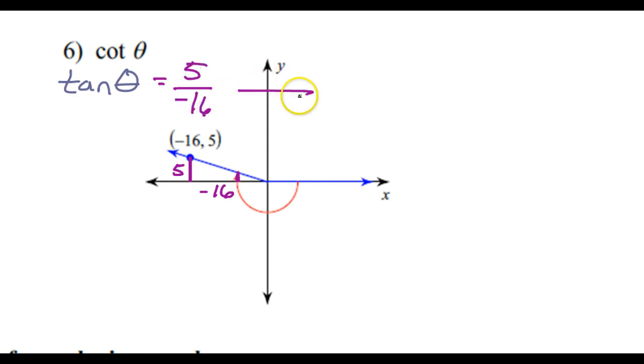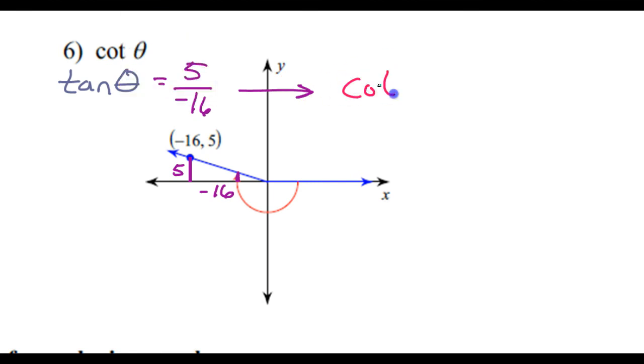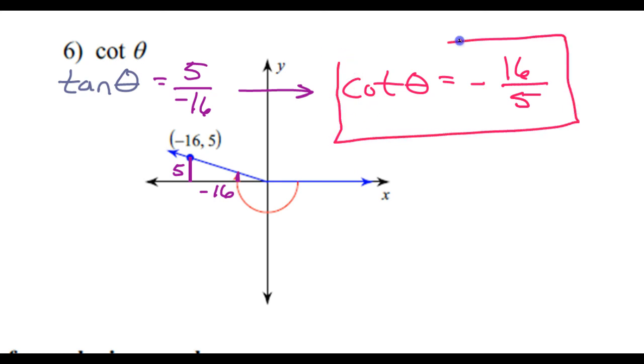But that means that the cotangent of theta is going to be negative 16 over 5, because it's just a reciprocal. But that's it. That's the answer. This one was extra easy.